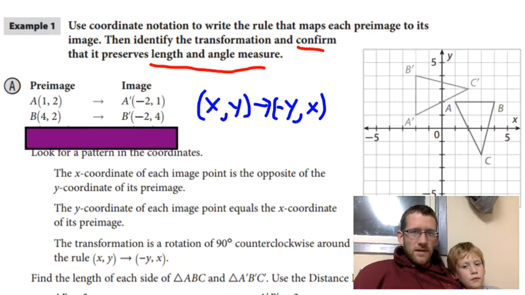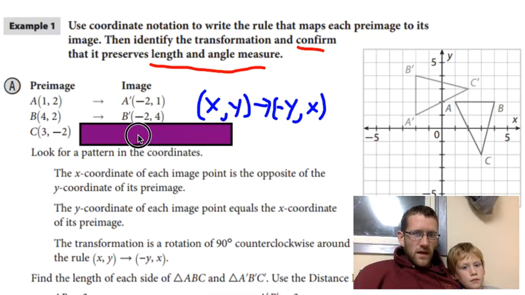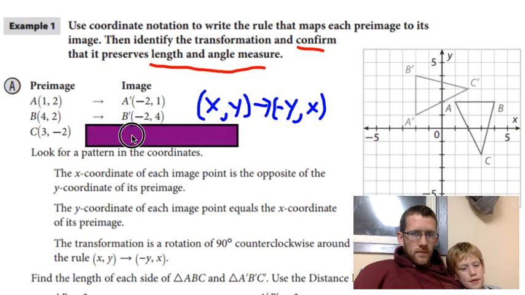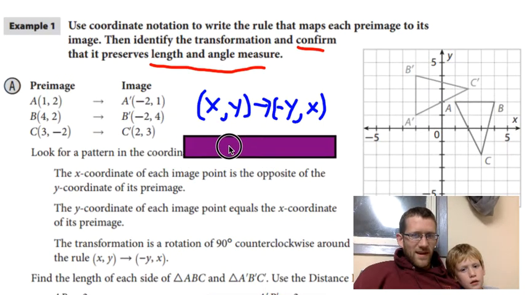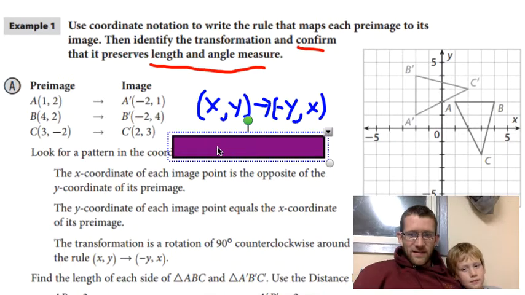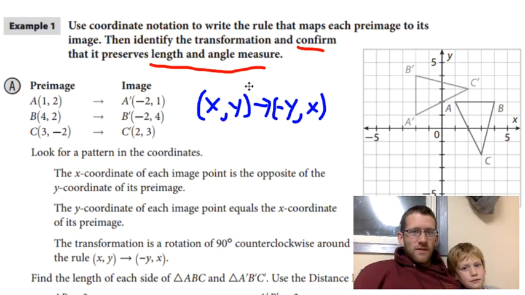Let's see what happens. Let's double check it and see if it's right. So if C is at 3, negative 2, what would that become? 2, 3. Good job. You got it. Nicely done. Okay, so we've figured out our transformation here. And as it turns out, this is a rotation. This is our mystery third one.